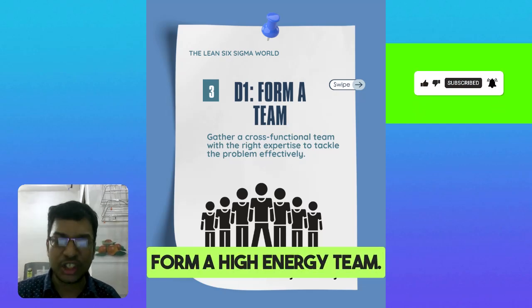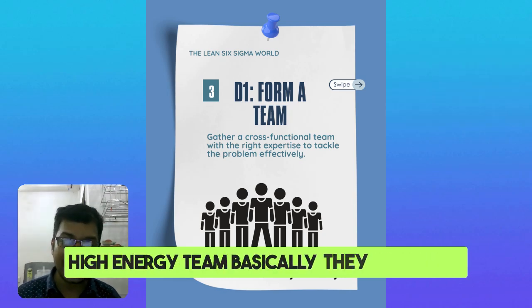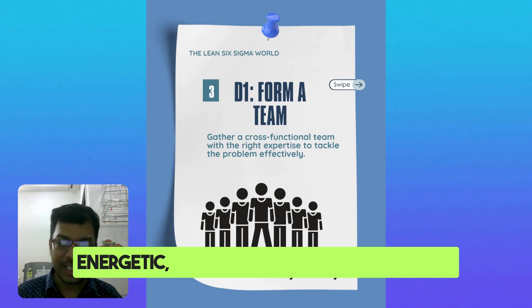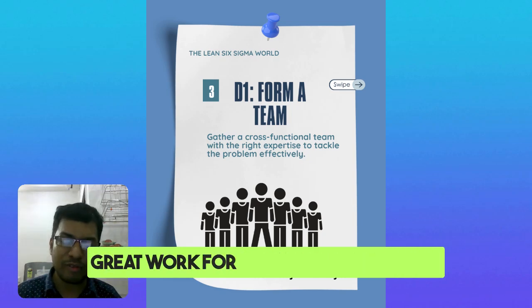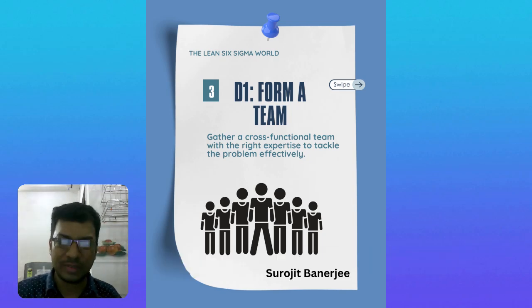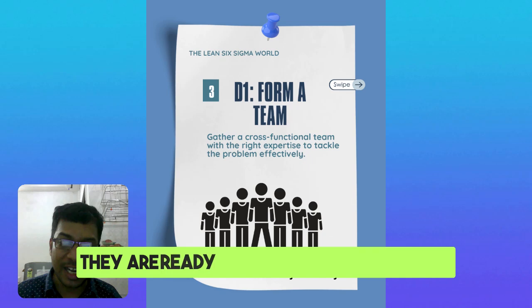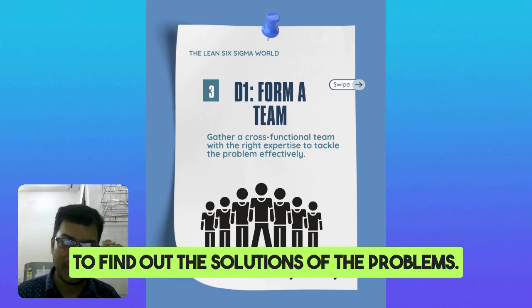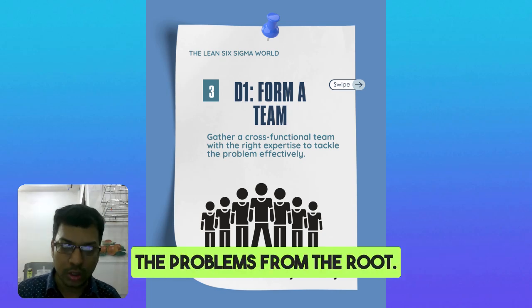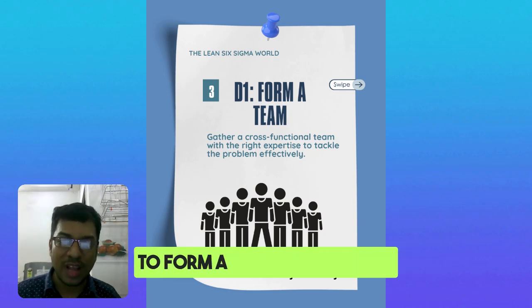Form a high energy team. There's a big difference between a normal team and a high energy team. A high energy team is highly energetic. They are very highly motivated. They are inspired to do some great work for their own department and for the organization. They are disciplined. They are very curious to solve the problems. They are ready to accept the challenges, and they are always focused on finding the solutions of the problems. They want to eliminate the problems from the root. They are so energetic, and that's why it's very important to form a high energy team first to solve the problem.